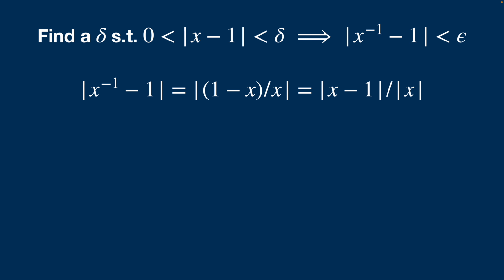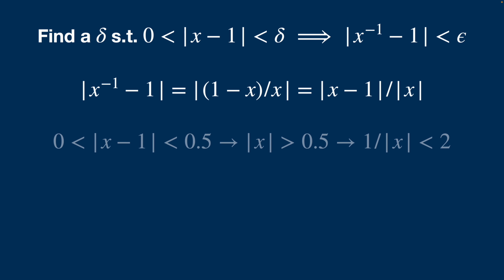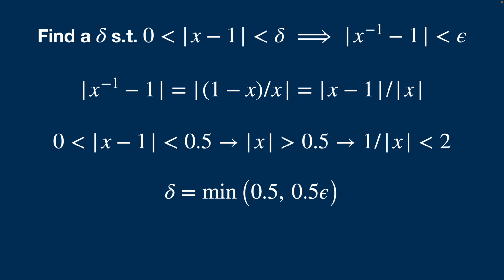We see another x minus 1 in here, right? So then if we take delta as 0.5, right? We see that x is going to be between 0.5 and 1.5. And so the absolute value of x is at least 0.5. And our divisor is now at most 2. And so if we take delta to be the minimum of 0.5 and 0.5 times epsilon, we see our limit will hold.